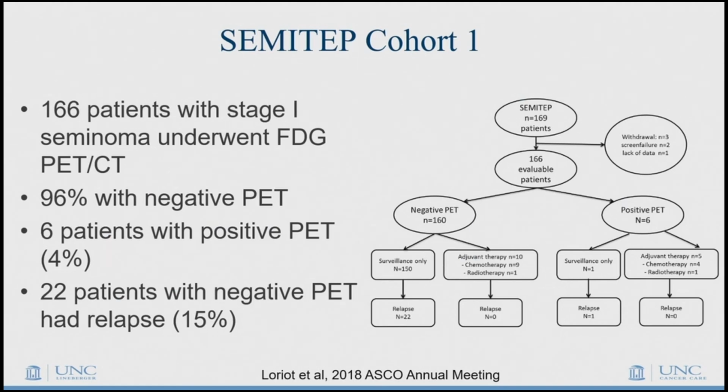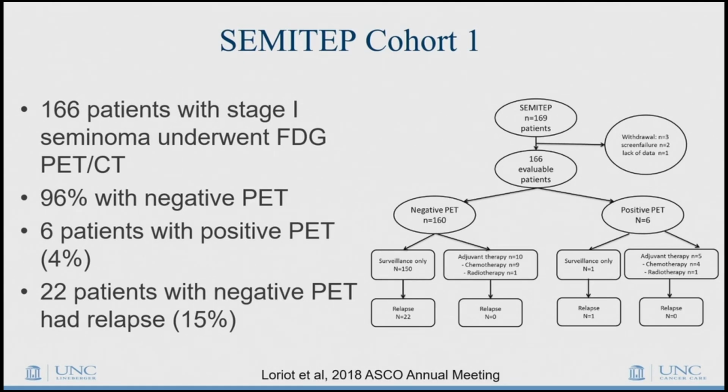There was another staging study that looked at the role of PET in stage 1 seminomas. We use PET a little bit more frequently in seminoma, and so there were several cohorts more recently of this semi-TEP trial. The first cohort looked at a number of patients with stage 1 seminoma to see if we could utilize FDG PET. You could see that out of 166 patients that went on this study, 96% of them had just a negative PET at first. So really unlikely to detect any occult disease that wasn't picked up on contrast-enhanced CT. And only 6 patients, so 4% of the population, had a positive PET.